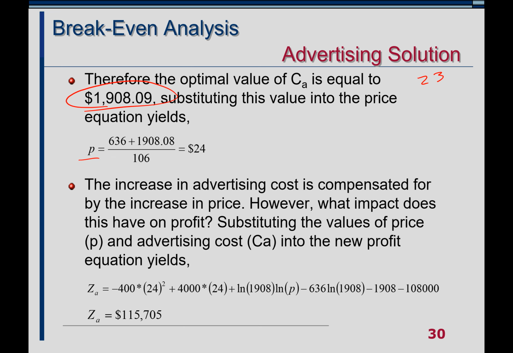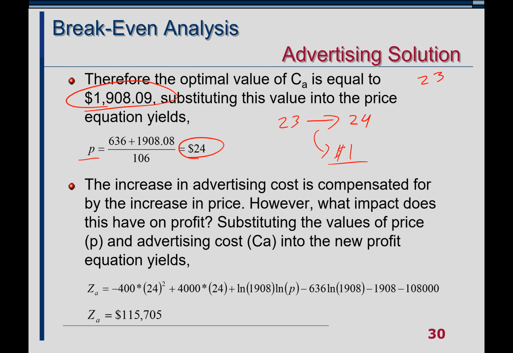So notice that our price went up. If you think about it, intuitively that makes sense. Why does it make sense? Because we are passing on the advertising cost that we incurred onto the customer. So essentially the difference between 23 to 24 is $1. Okay? So each customer is essentially paying $1 for you advertising to them.